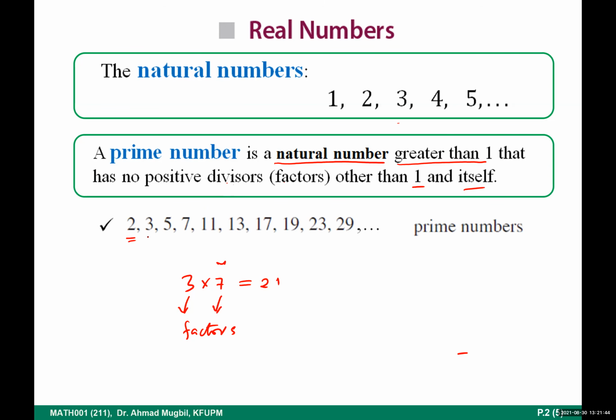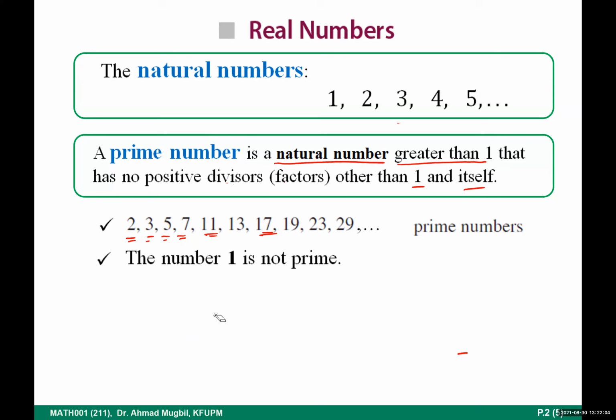Like 2, 3, 5, 7, 11, 17, and so on. 17, think about 17 is what times what? You cannot find any other numbers other than 1 and 17. So these are prime numbers. What do you think? Is 1 a prime number? No, it is not. 1 is not a prime number, because we use it to define the prime numbers. And we said here that is greater than what? Greater than 1.